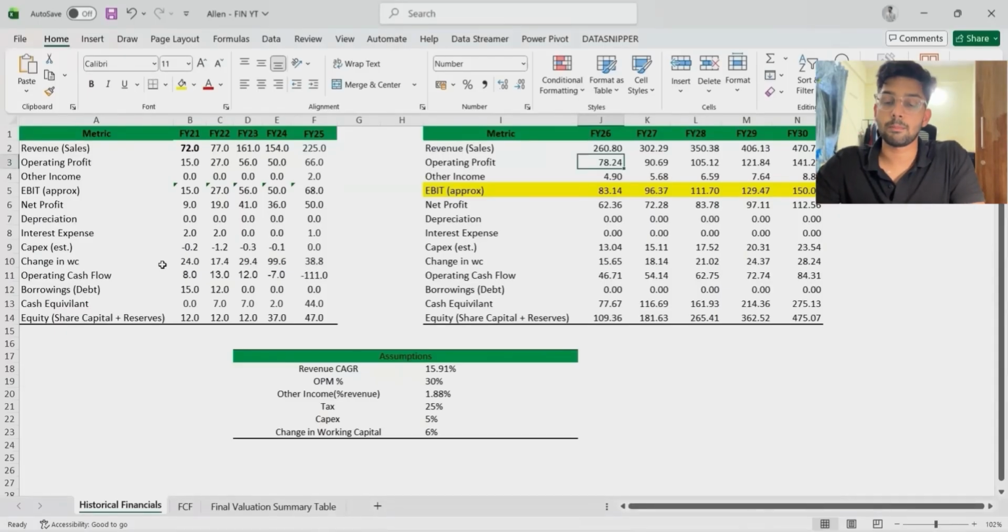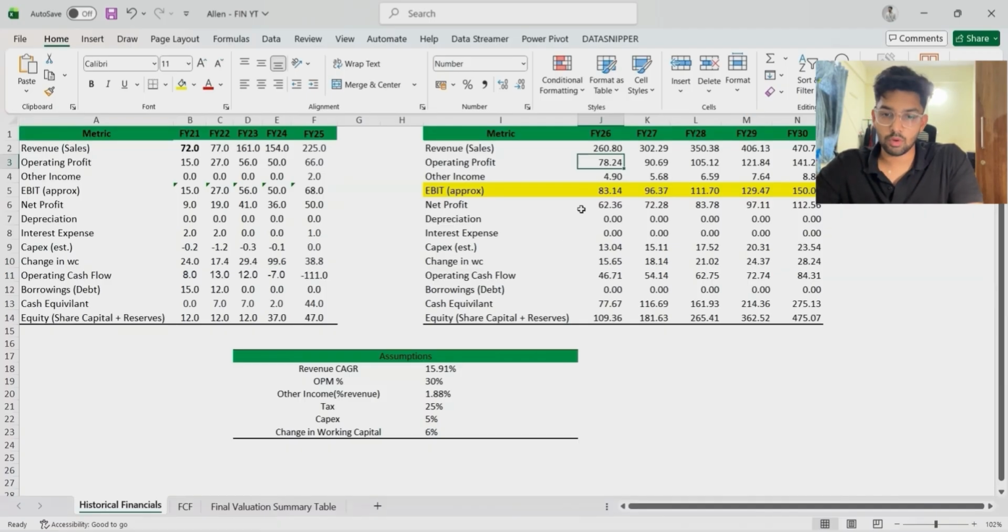Hello everyone, my name is Mathew, and in this video I will be demonstrating discounted cash flow, or DCF, modeling using Excel. As you can see on the screen, I have opened a structured financial model. This sheet contains both historical data and projected financials for the company.